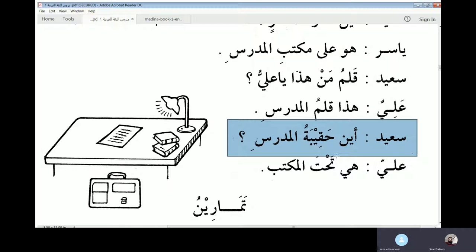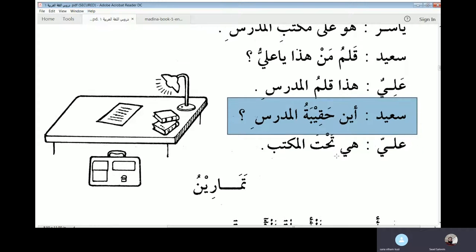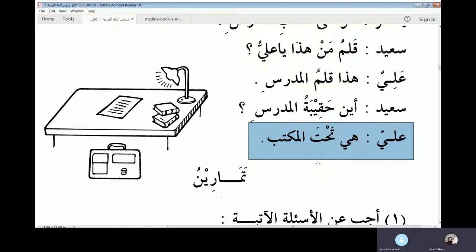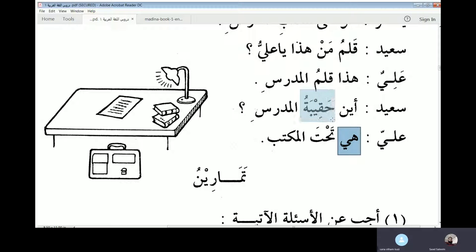Aina haqibatul mudarrisi? Where is the bag or the case of the teacher? Hiya tahtal maktabi. It is under the table. Why are we using hiya here for the bag? Why are we not using huwa? Is it the male teacher or female teacher, male teacher? No, no. Huwa is not used for the teacher. Huwa is used for the haqiba.